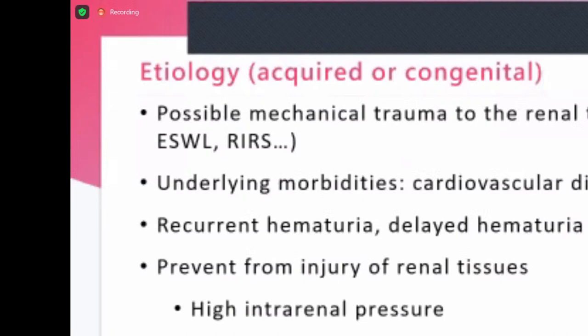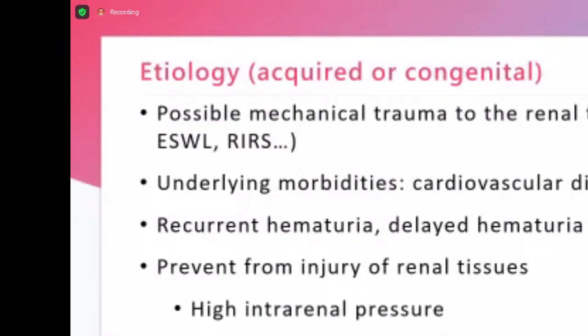The etiology of renal AVM may be acquired or congenital. The possible mechanism is previous trauma to the renal tissues. As in our patient, who received PCN insertion and alcohol ablation, it may increase the risk of AVM formation. If the patient has underlying morbidity such as cardiovascular disease or renal impairment, the patient is vulnerable to the PCN procedure. So we need to keep in mind: if the patient received any previous procedure and then suffers from recurrent or delayed hematuria, we need to stay alert that the patient may have AVM.